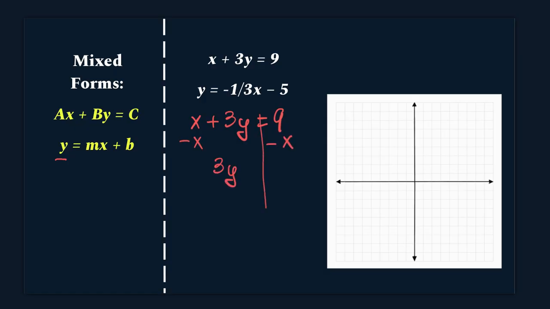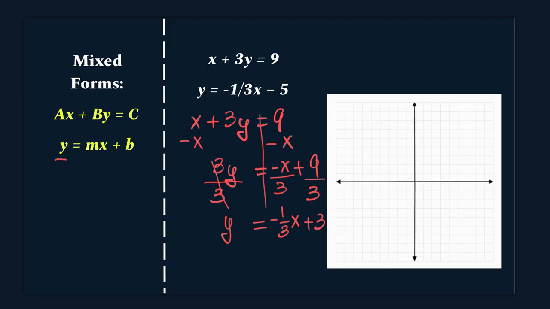This will mean 3y equals negative x plus 9. Okay, after this, we're going to have to divide both sides by 3. And so the 3s will cancel each other out. So that will be y equals negative 1 over 3 x plus 3. All right, so now that we have our equation written in y-intercept form, let's go ahead and graph it.